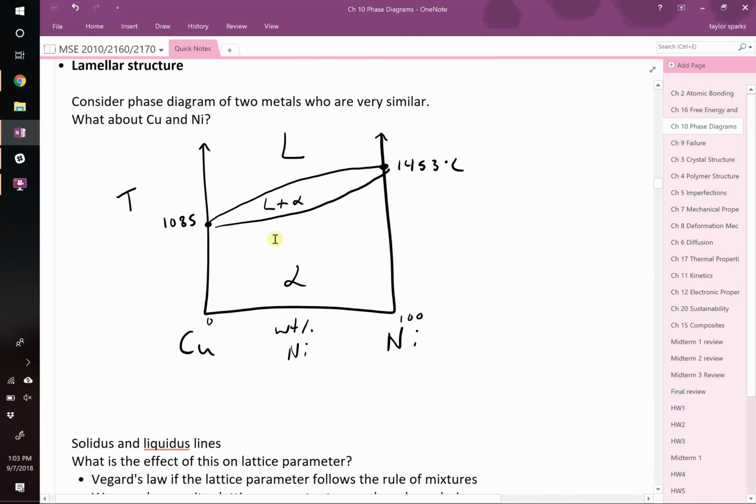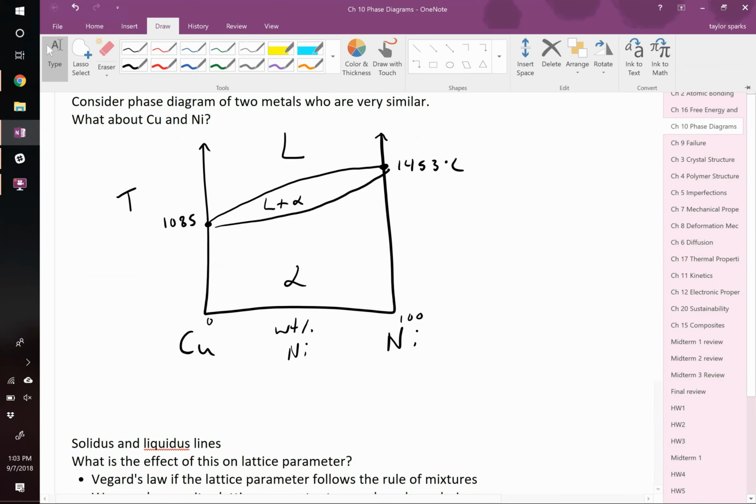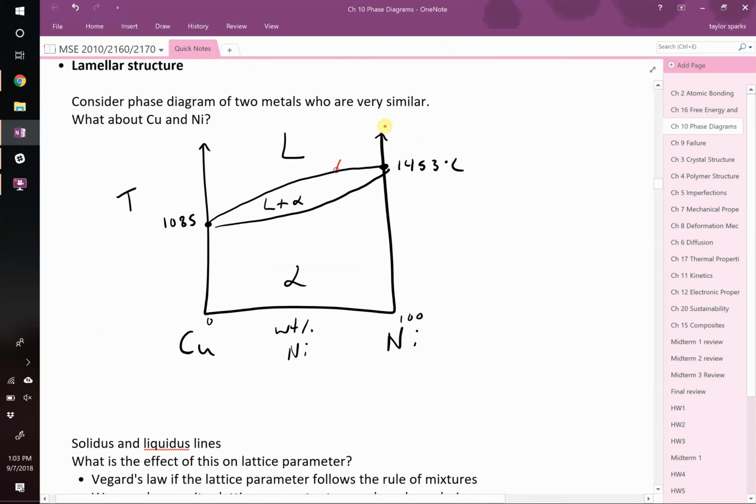We need to introduce some vocabulary. These lines have special names. The line along the top we call the liquidus line. And the line along the bottom we call the solidus line. And what happens is that at any given temperature or composition, if we start to cool this down, this is what happens. Let's pick a different color. Let's say you start out with a composition which is about 25% nickel, 75% copper, and you're going to start to cool it down until room temperature.